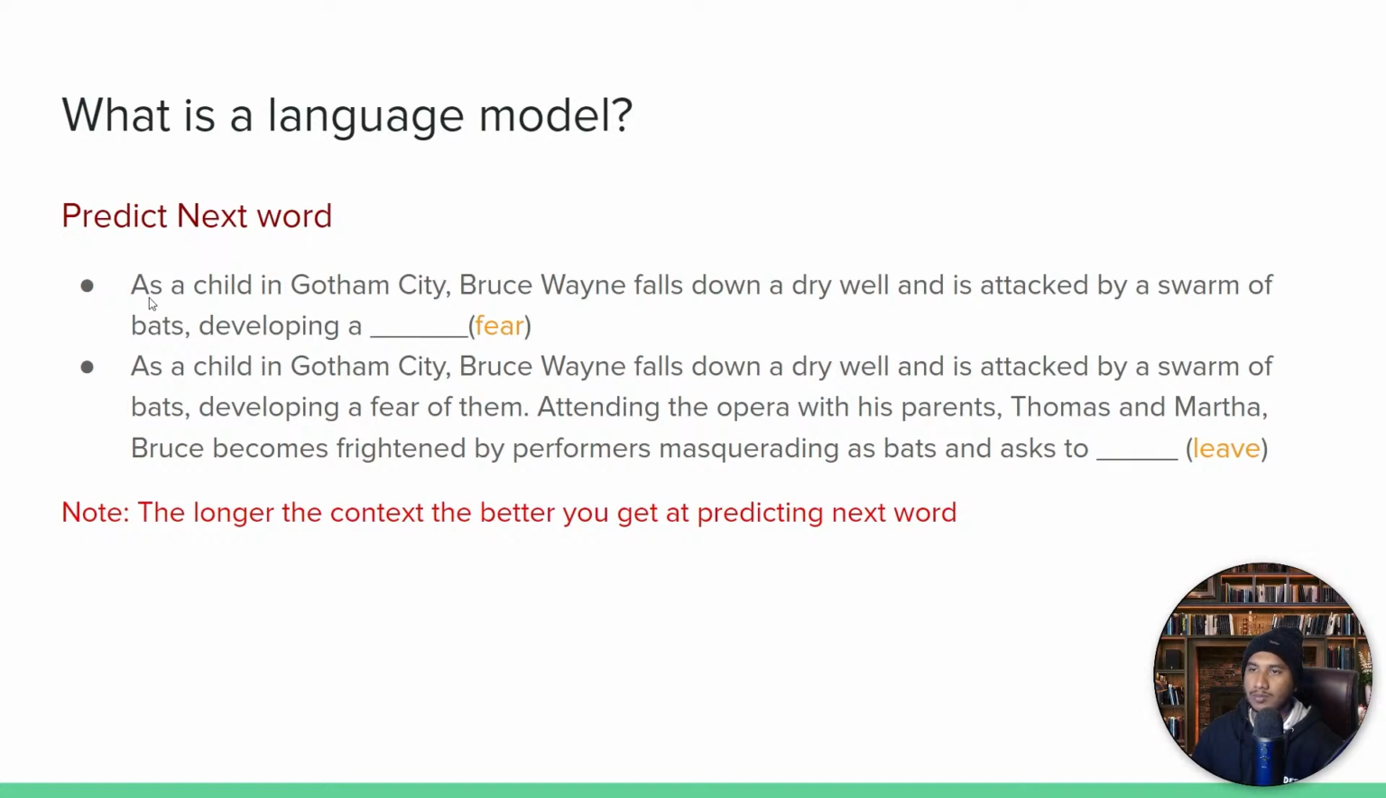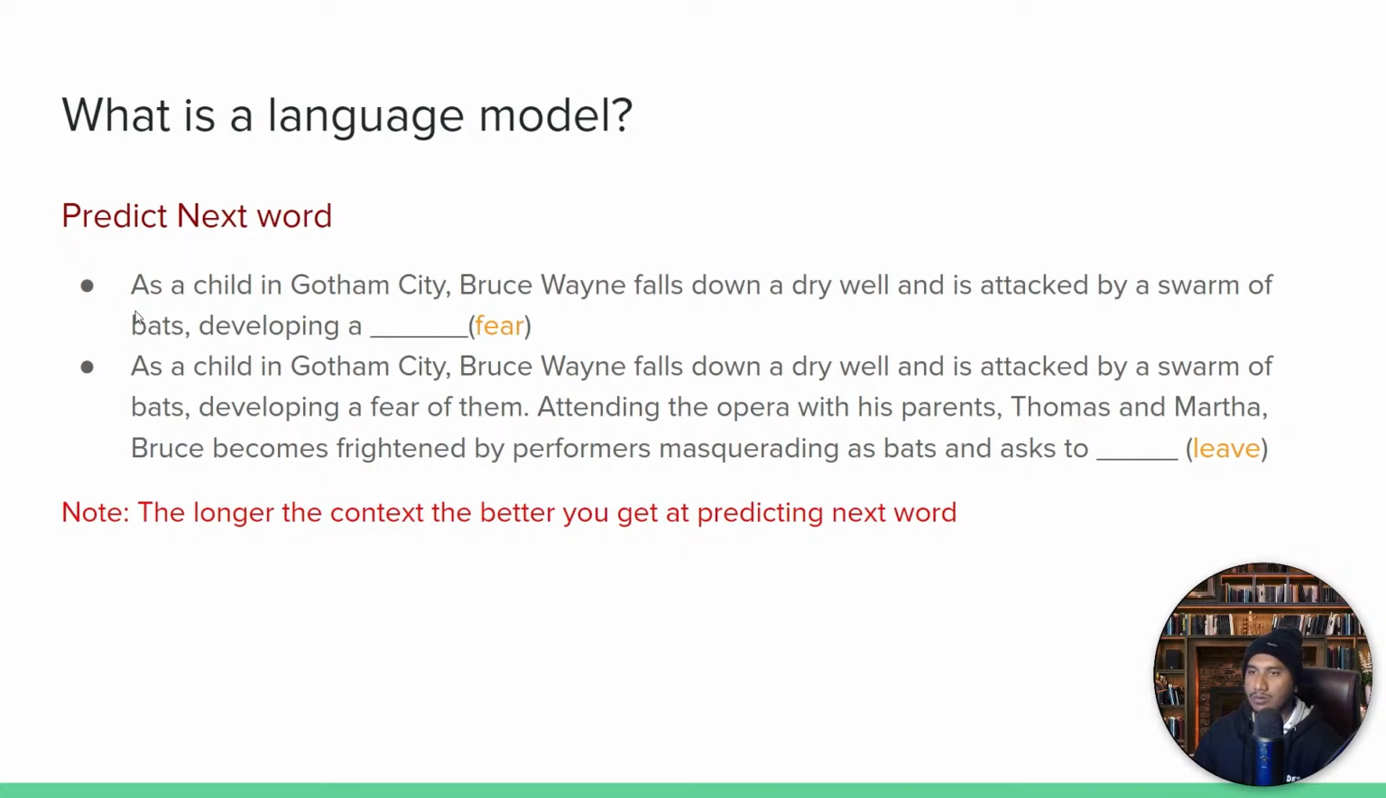So here I have kept two sentences. Here, if you see: as a child in Gotham City, Bruce Wayne falls down a dry well and is attacked by a swarm of bats, developing a fear. If you just read this text carefully, you can predict what would be the word in this gap. So if you just read this, you can consider "developing a fear".